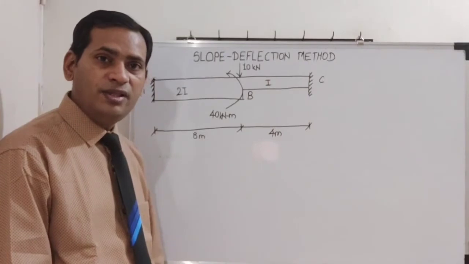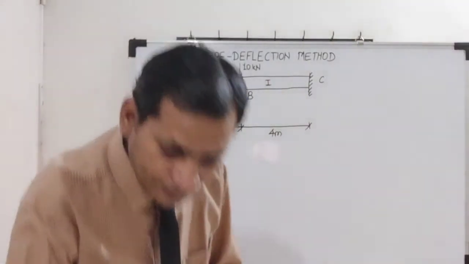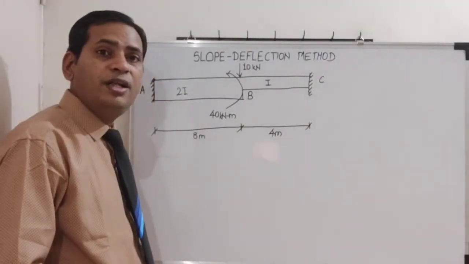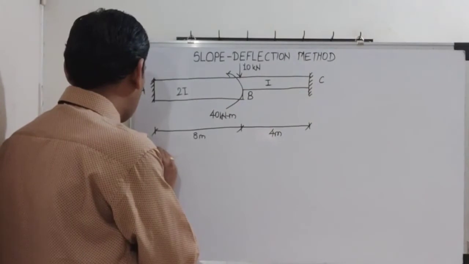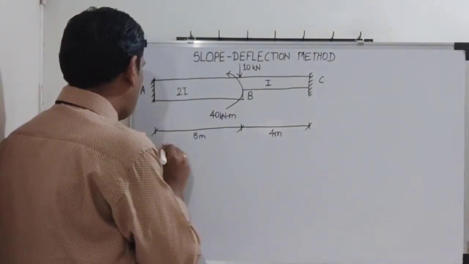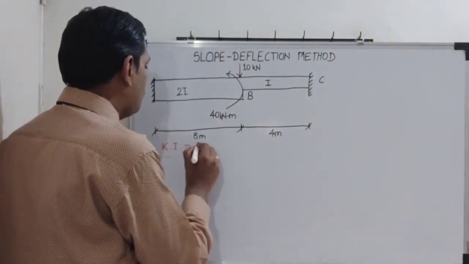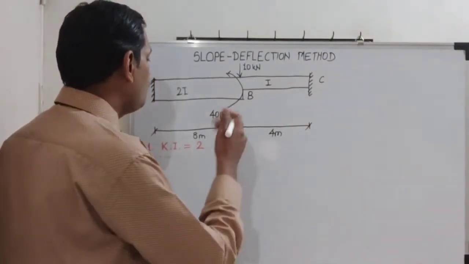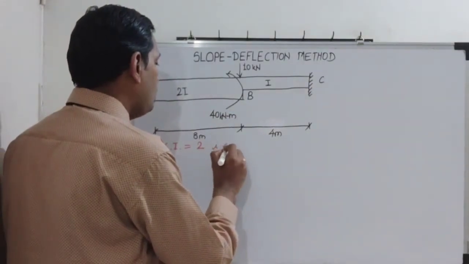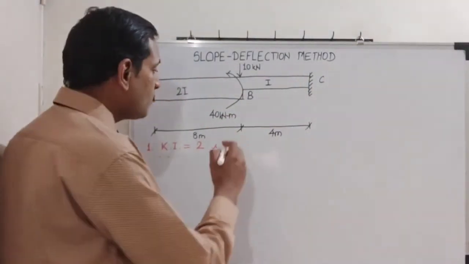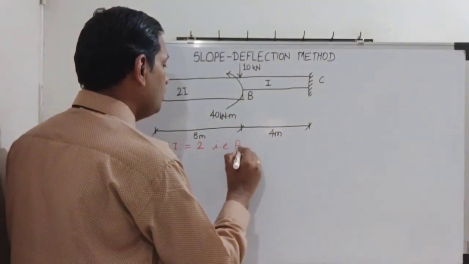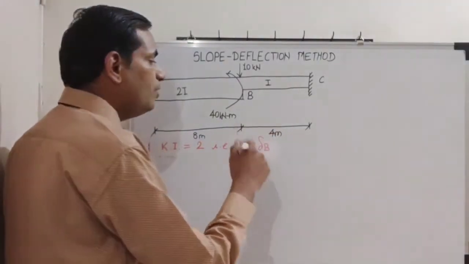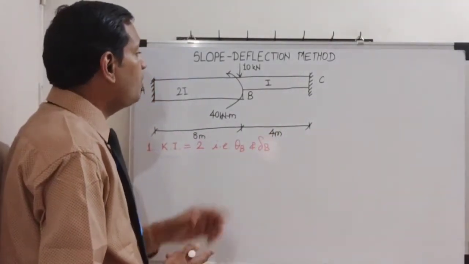So let us start with this. Our first step will be determining the kinematic indeterminacy of this beam. Now this is a little bit tricky part. I am saying the kinematic indeterminacy for this particular beam is 2, and those two unknown displacement quantities are, one, the rotation of B, and another, the linear deformation or linear displacement of joint B.